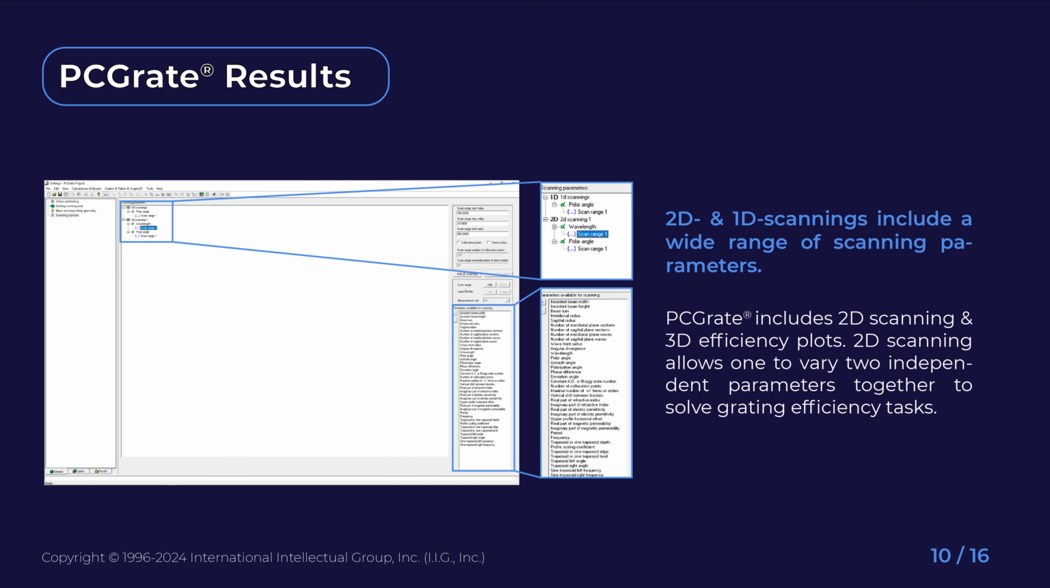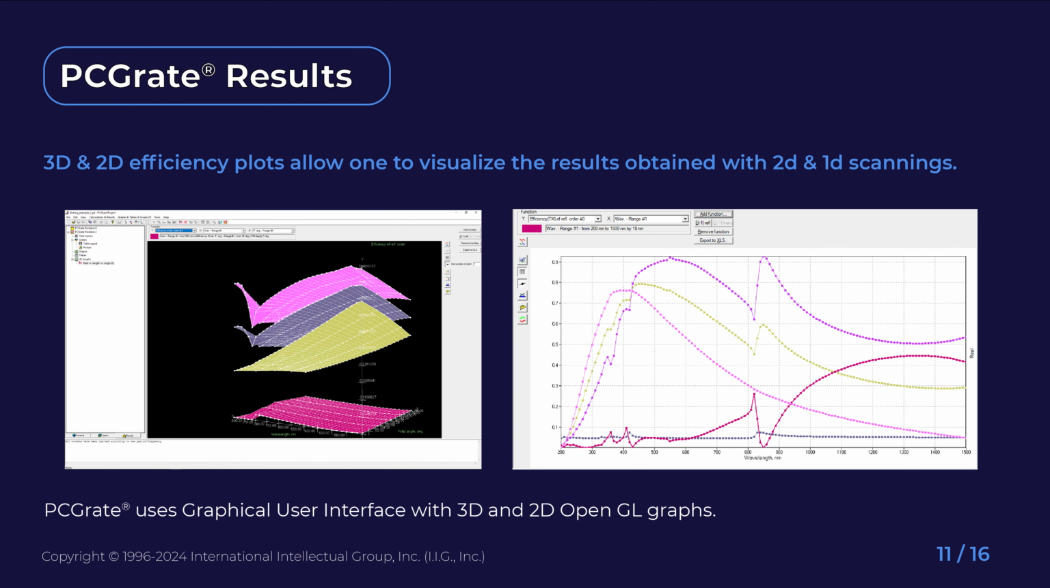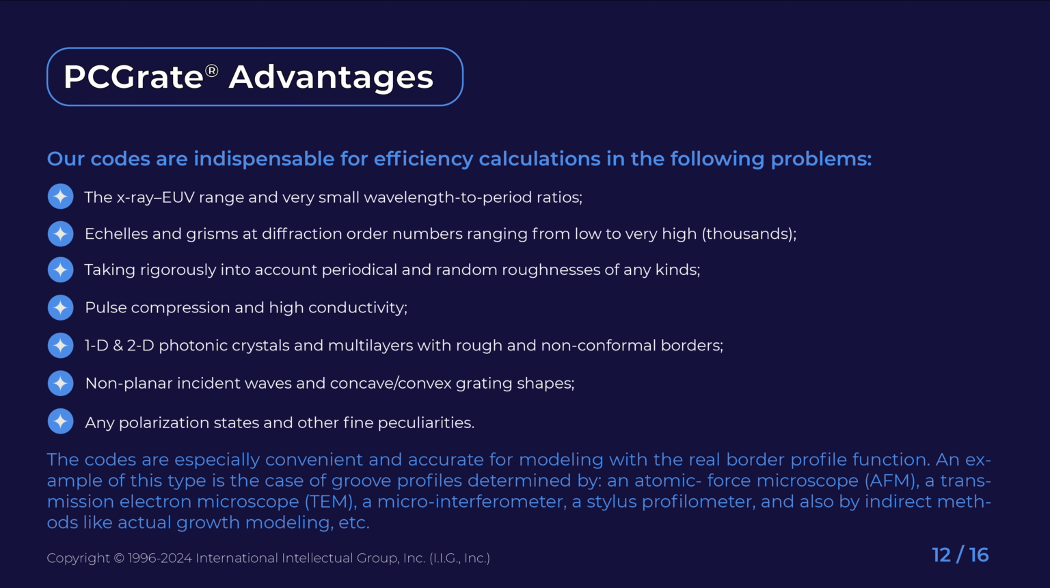1D and 2D scannings allow users to vary one or two independent parameters to solve grating efficiency tasks more conveniently. 3D and 2D efficiency plots allow one to visualize the results obtained with 2D and 1D scannings. Our codes are indispensable for efficiency calculations in diverse problems, the X-ray EUV range and very small wavelength to period ratios, echelons and grisms at diffraction order numbers ranging from low to very high, thousands, taking rigorously into account periodical and random roughnesses of any kinds, and many others.